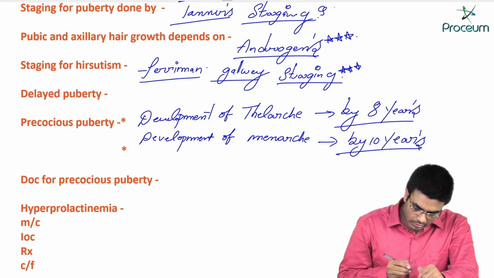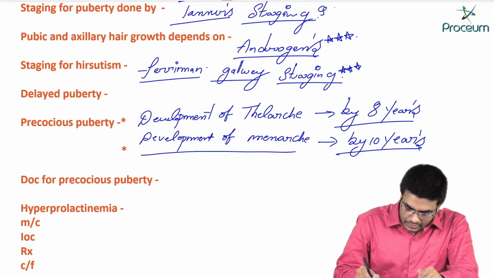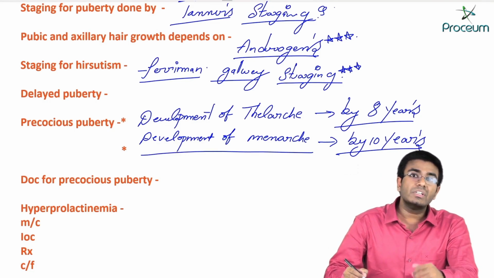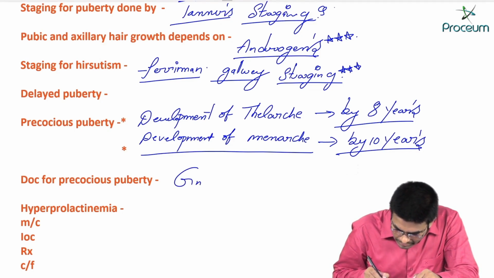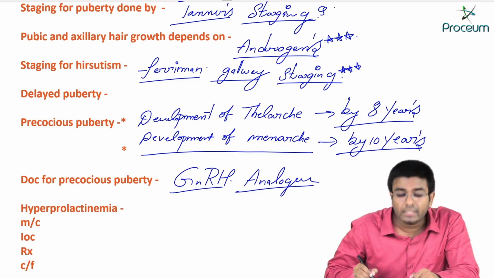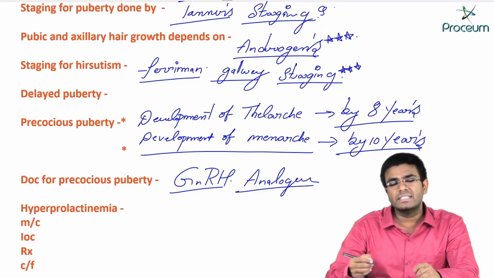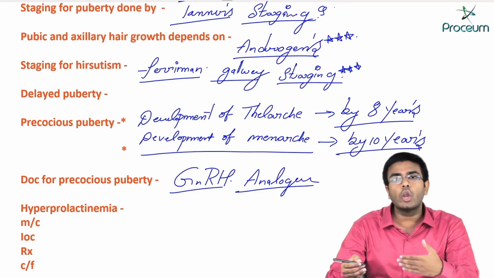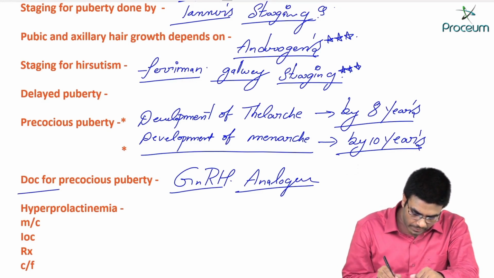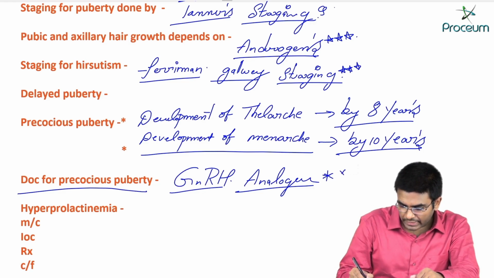Okay. So now if she is having this precocious puberty, how are you going to treat this condition? The drug of choice for precocious puberty is GnRH analogs. GnRH analogs like leuprolide, the drugs ending with relin, we can give them. They are long acting GnRH analogs. The drug of choice for precocious puberty, a repeatedly asked MCQ.